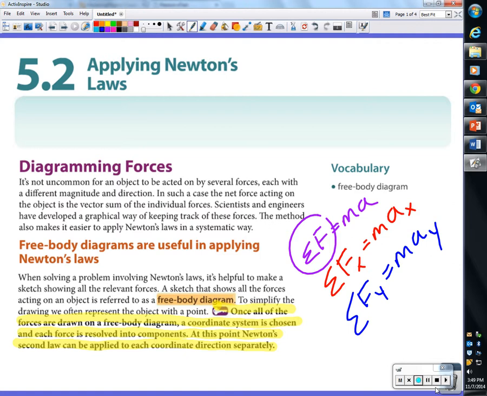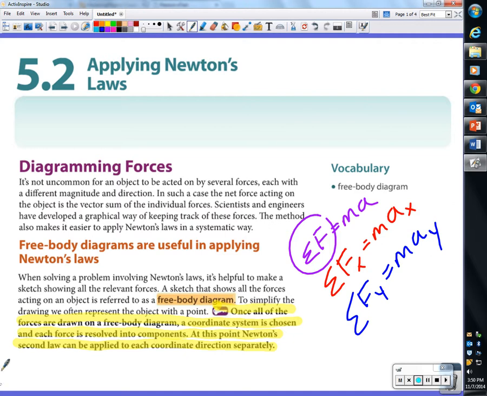Even though there may be two things happening simultaneously, they are independent of each other. Yes, they may both influence the motion or the ultimate outcome of the situation, but they are independent of one another. And we sometimes can analyze them independently of one another, and we'll talk about that when the time arises. So, a free body diagram is a sketch that shows all of the relevant forces. And we'll talk about those free body diagrams here in just a second.